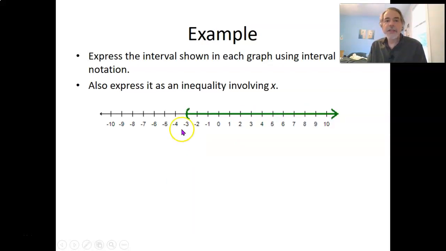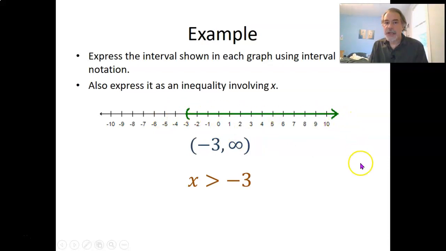How about this? This would be the interval from -3 to infinity, with a round parenthesis by the -3, and then there's always going to be a round parenthesis by the infinity sign, because infinity isn't a number that x could be equal to, it's just a symbol meaning forever off in that direction. So this would be x is anything greater than -3. All the numbers greater than -3.